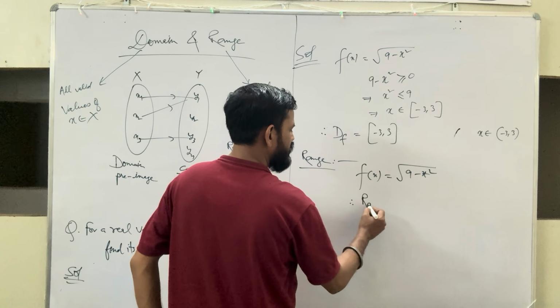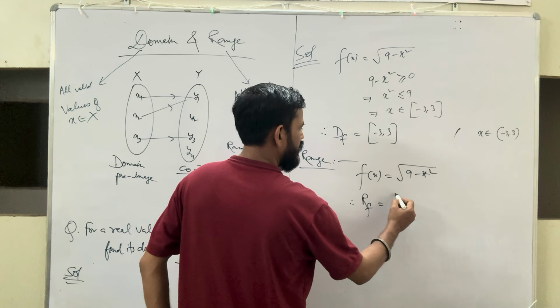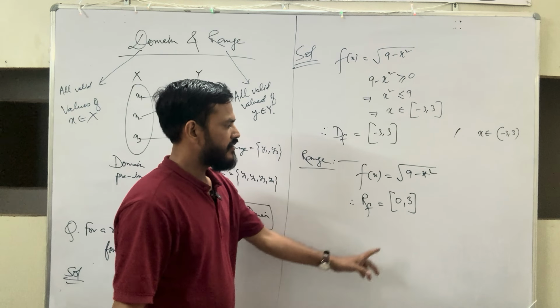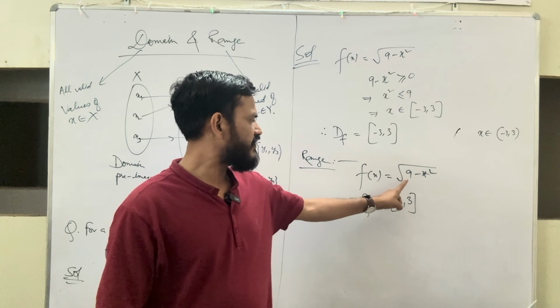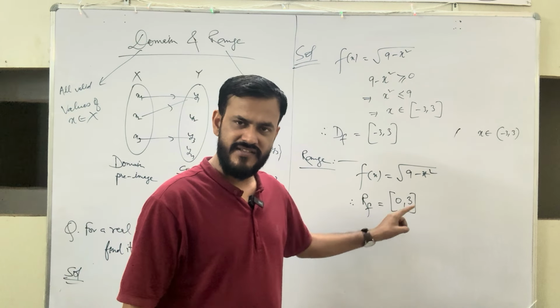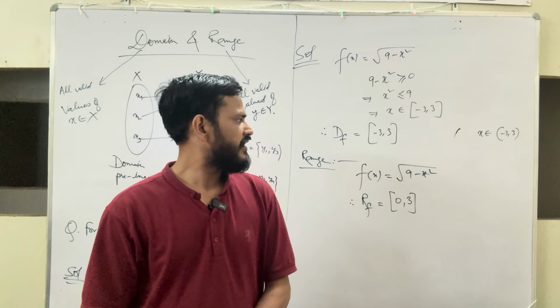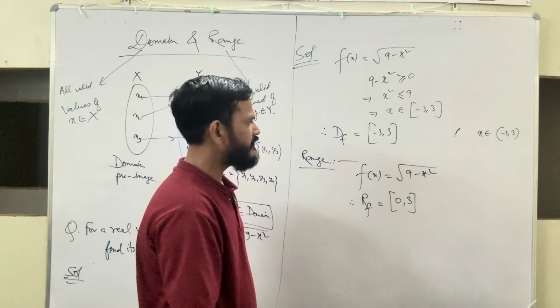Therefore, the range of the function will be closed bracket 0 to 3. Why closed bracket? Because the function attains 0 and it also attains 3. So that's how you find the domain and range of a given function. We'll take another example to find domain and range, so that we can have a broader perspective.